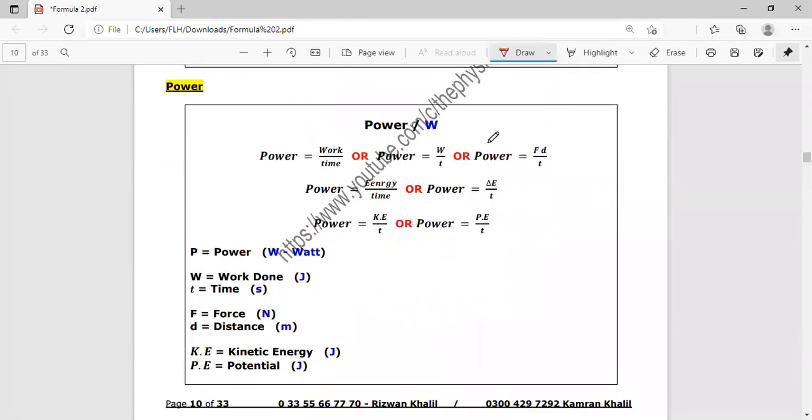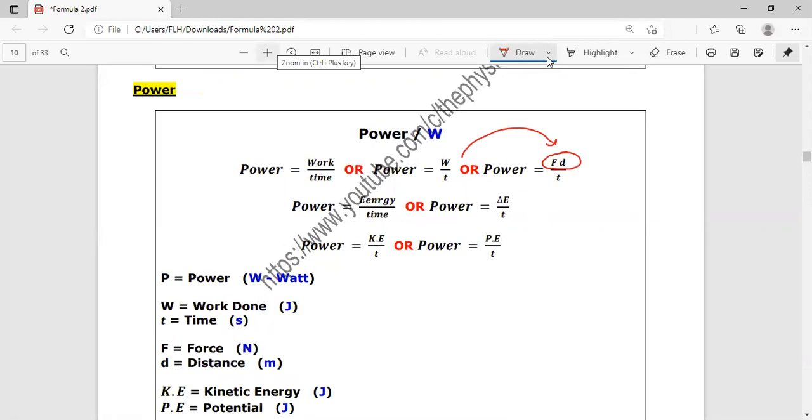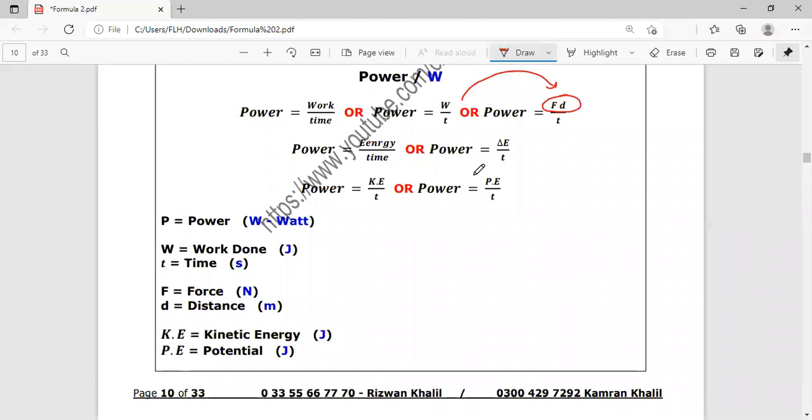Then formula of power. Power is equal to work over time, W over T, and in place of work, we can write F into D, divided by T. Or power can also be written as energy over time, delta E over T, and sometimes energy is given in the form of kinetic energy, and sometimes it is given in the form of potential energy.